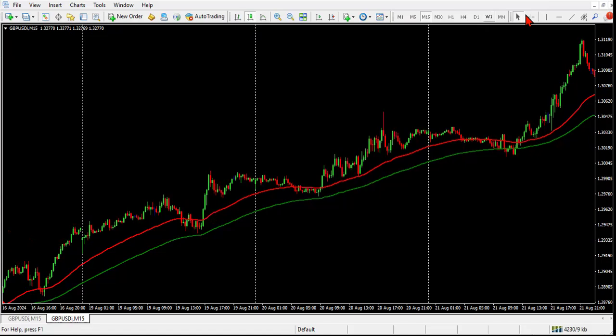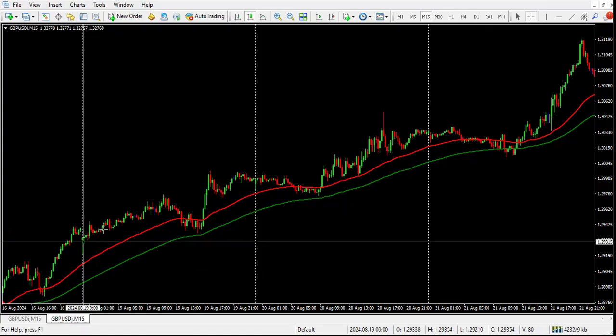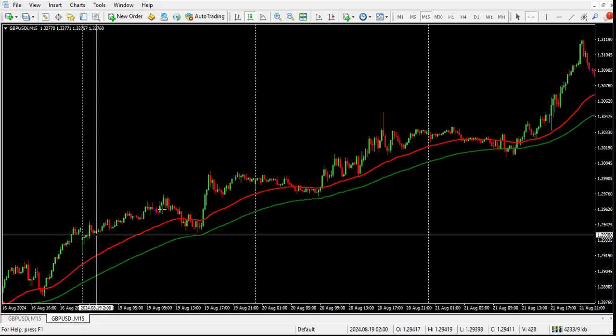Now, that's all there is. When the moving averages have not crossed and you are looking for a way to enter a trade, the best thing to do is look for a break and retest to the upside.